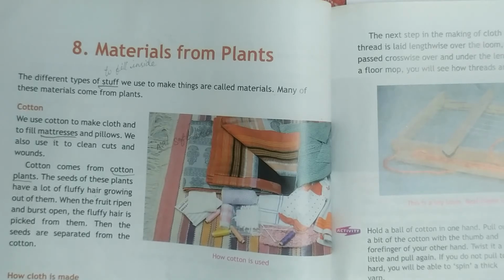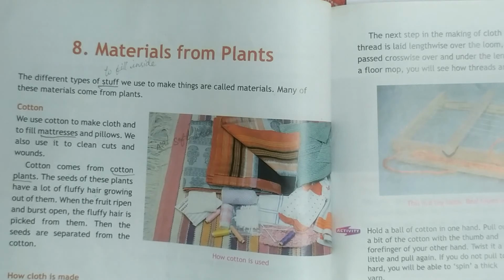What is cotton? It is a thread-like thing. It is made into thread and fibers. What is it called? It is called fibers. When we collect the fibers, they are twisted to make yarn. Yarn is nothing but thread. The process of making cotton into thread is called spinning.